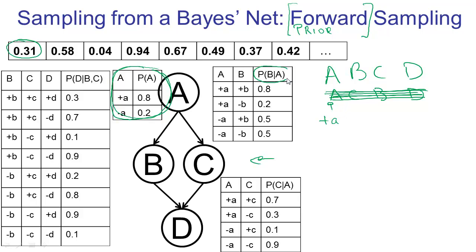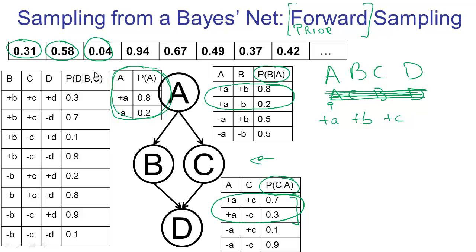The conditional distribution for B is given over here. There's a conditional distribution. We need to look at what the conditioning variable's value is. Conditioning variable A is taking on plus A, so we're looking at this part of the table. We have 0.58 that will map to plus B. Moving on to C. Here's our conditional distribution for C. The conditioning variable A has been sampled as plus A, so we consider this part of the table over here. Our number 0.04 for this table here maps to plus C.